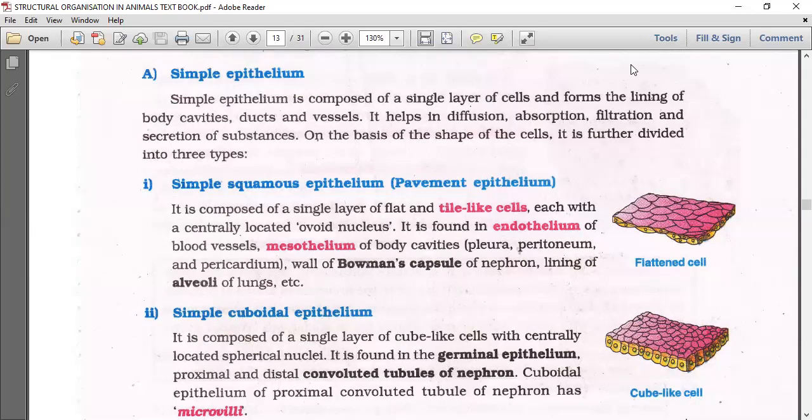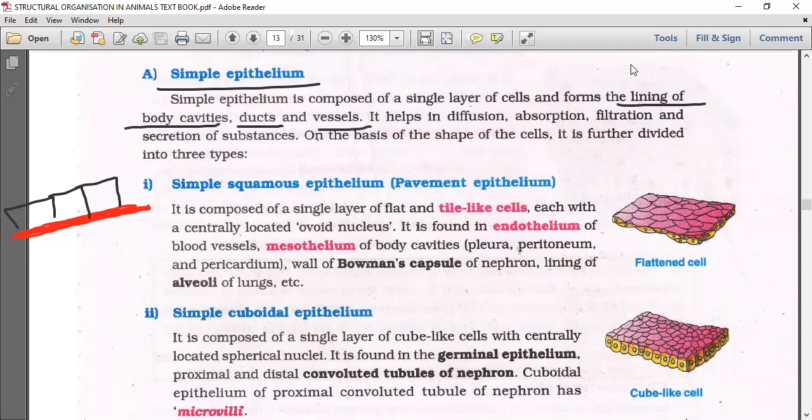The simple epithelium is composed of a single layer of cells and forms the lining. First of all, let me show you the basement membrane, and above the basement membrane, a single layer of cells is present. What do you say? That is simple epithelium. Okay, so where do you see it here? The simple epithelium lines body cavities, ducts, and vessels.